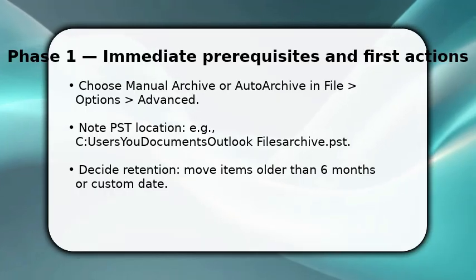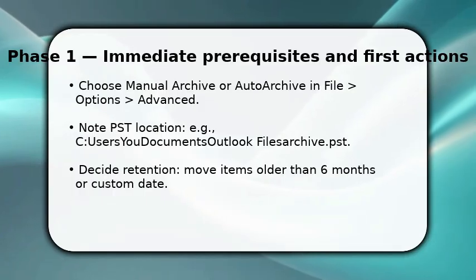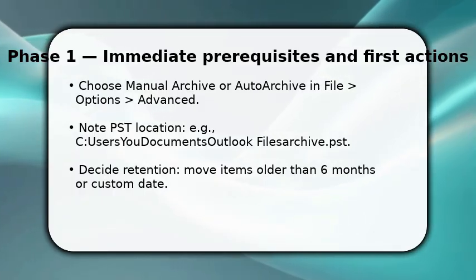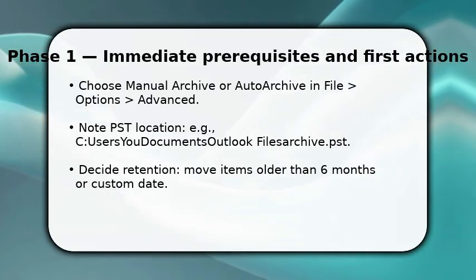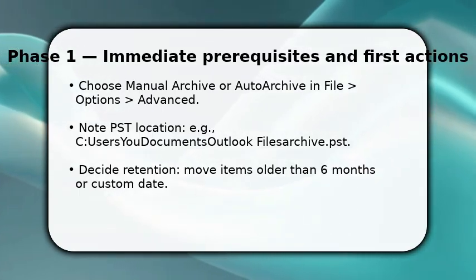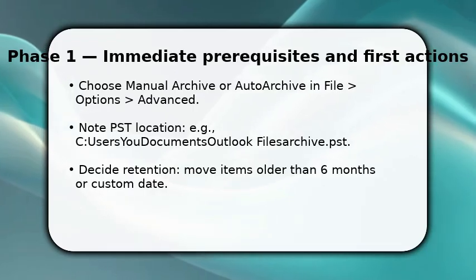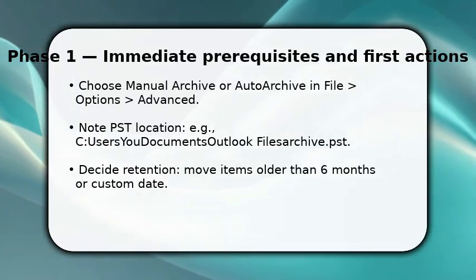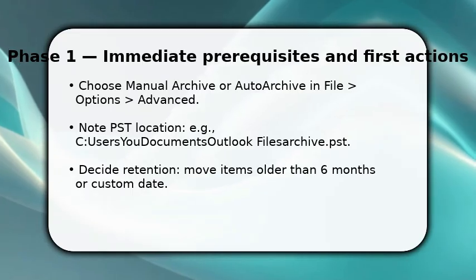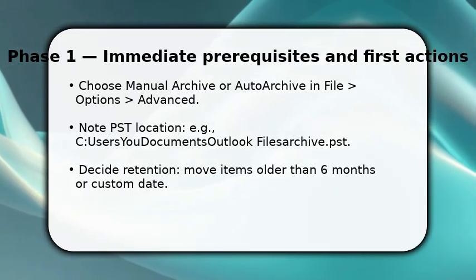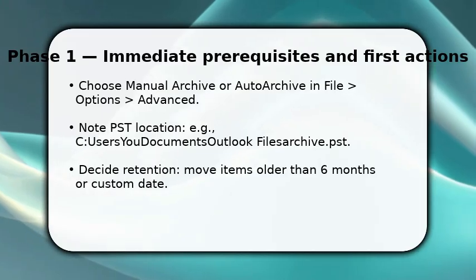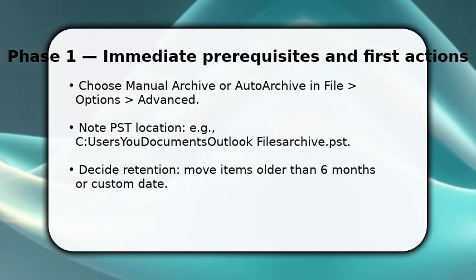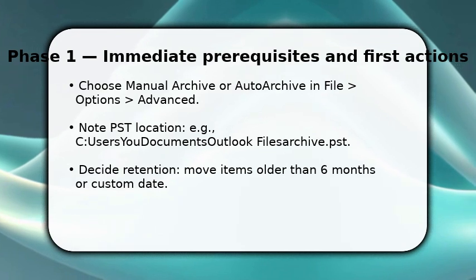You begin by opening Outlook and going straight to File Options Advanced. This gets you to Auto Archive and Data File Settings. Decide whether you need Manual Archive for one-off cleanups or Auto Archive for ongoing maintenance, because Auto Archive saves time but creates recurring moves. Make sure you note the PST path and choose a retention threshold, such as items older than 6 months, so you keep recent mail accessible while clearing older data securely.